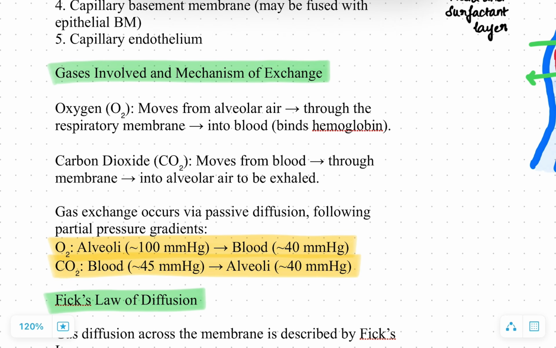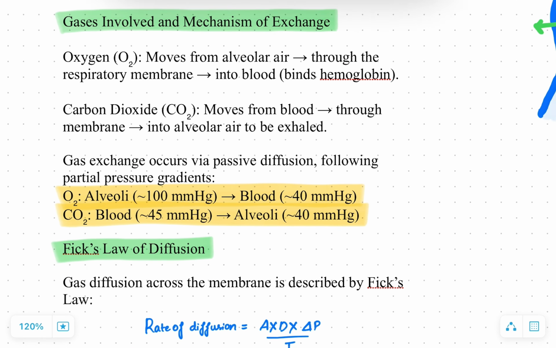So why does this gas exchange occur? It occurs by passive diffusion, because of partial pressure gradients. Oxygen pressure in the alveoli is around 100 millimeters of mercury compared to the blood, which is 40 millimeters of mercury. So it is very high in the alveoli. According to the pressure gradient, gases move from high pressure to low pressure areas, so oxygen moves from the alveoli into the blood. In reverse, the partial pressure of carbon dioxide in the blood is 45 compared to the alveoli, which is 40, so it moves from the blood into the alveoli.